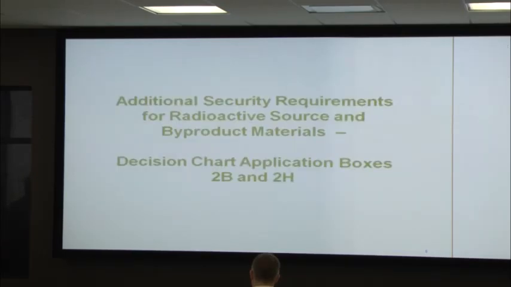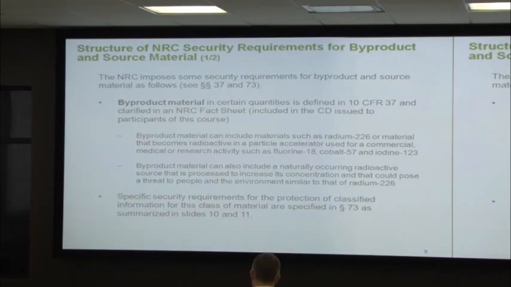So, first of all, let's take a look at the requirements that apply to 2B and 2H, and that is the security requirements for radioactive source and byproduct materials. The NRC imposes these requirements through 10 CFR 37 and 73. Byproduct material in certain quantities is defined in 10 CFR 37. It's clarified in an NRC fact sheet, and that fact sheet is included in the CD that you'll be receiving.